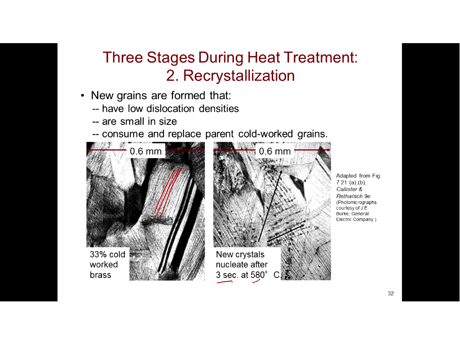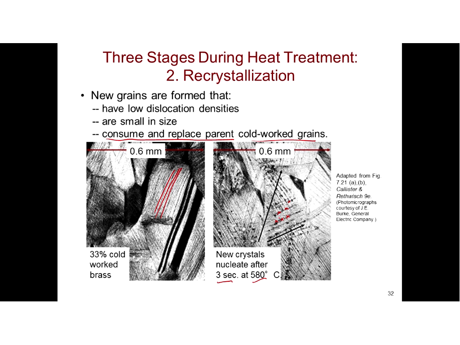At only 3 seconds in a 580 degrees C furnace, notice that what you see are a bunch of small nuclei, new crystals that have nucleated. These are atoms or molecules in a sample that have repositioned themselves and formed a new crystal structure. They consume and replace the parent cold worked grains.